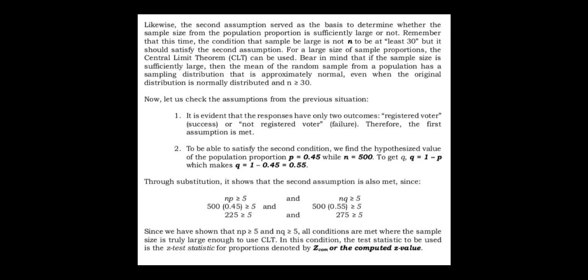Through substitution, it shows that the second assumption is also met, since np and nq are greater than or equal to 5. 500 times 0.45 is greater than or equal to 5, and 500 times 0.55 is equal to or greater than 5.